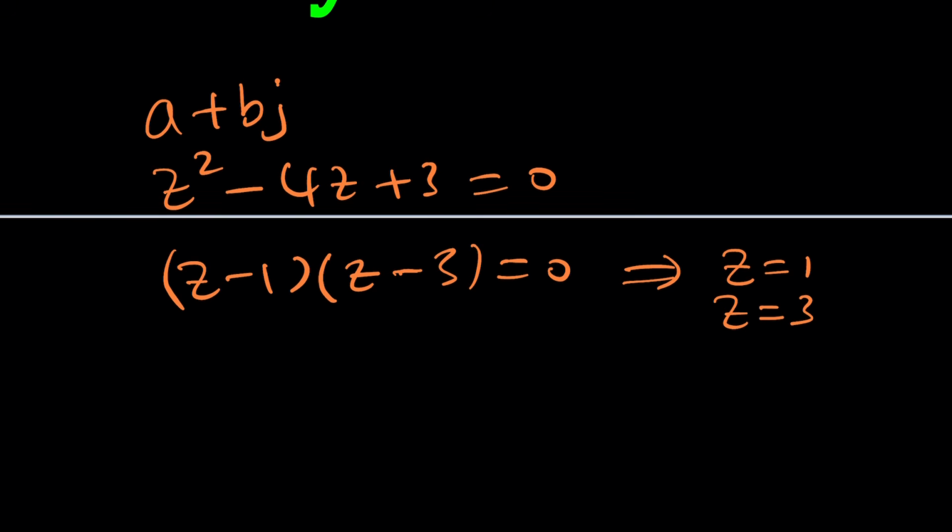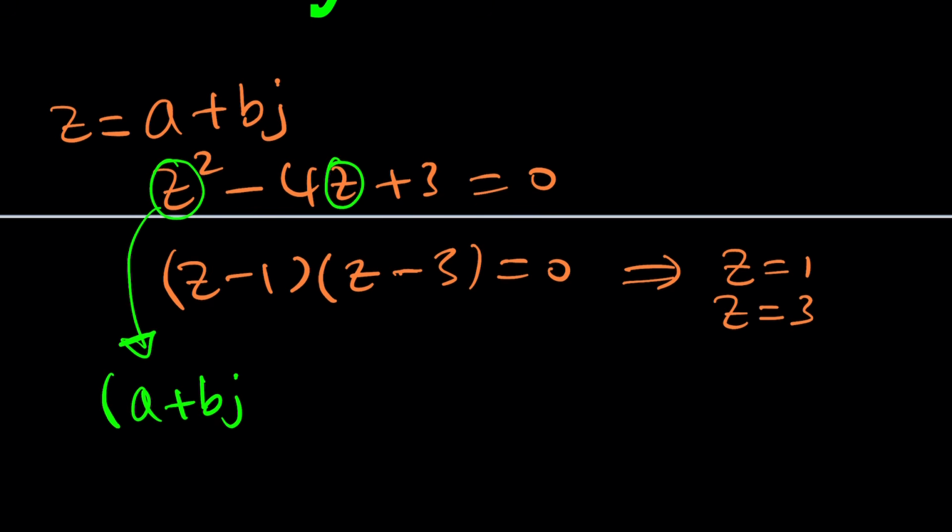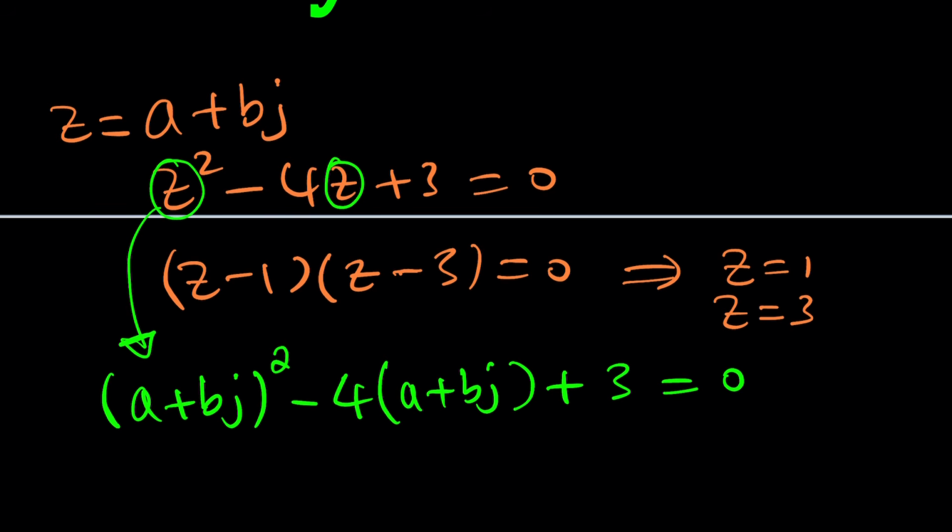So here's what we're going to do. Since z is a split complex number, we're going to replace z with a plus bj, okay? Just like we solve any other equation with complex numbers, a lot of times we do that with a plus bi, right? So let's go ahead and replace z with a plus bj. Remember that j squared is equal to 1. That's pretty much the only thing you need to remember, okay? Let's go ahead and plug it in.